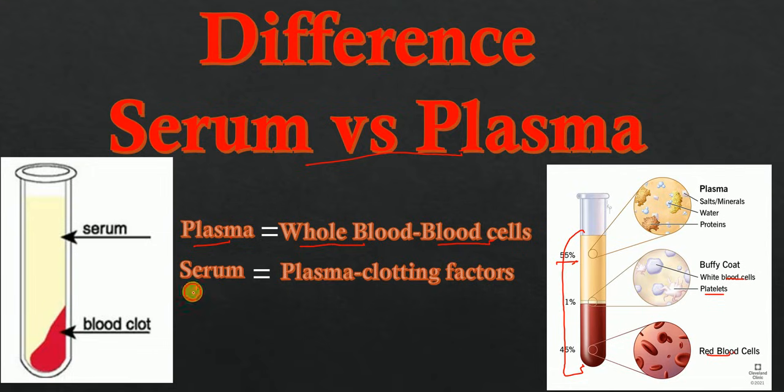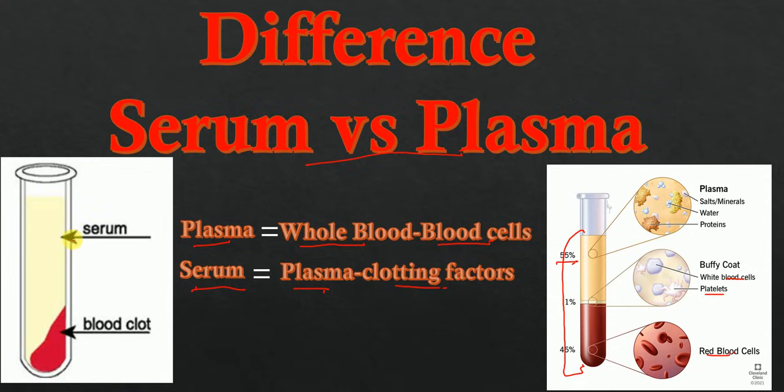So then what is serum? Okay, so we have plasma, and from the plasma, if we deduct clotting factors, that is called serum. Serum is plasma minus clotting factors.